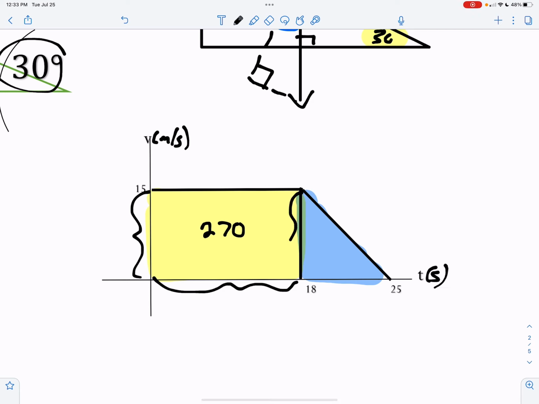Well, the height of the triangle is also 15, but the base is going to be 25 minus 18. It's going to be that leftover. So if I go 25 minus 18, that means the base here is 7. So let's go base times height, divide that by 2. So 15 times 7, take half of it, and we have 52.5.